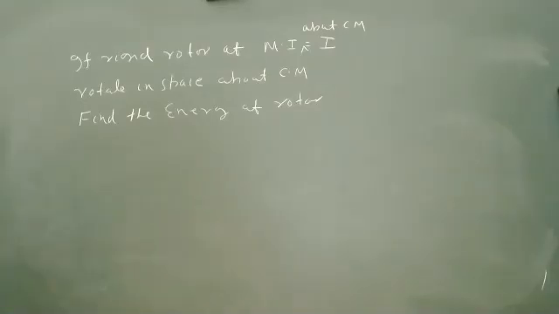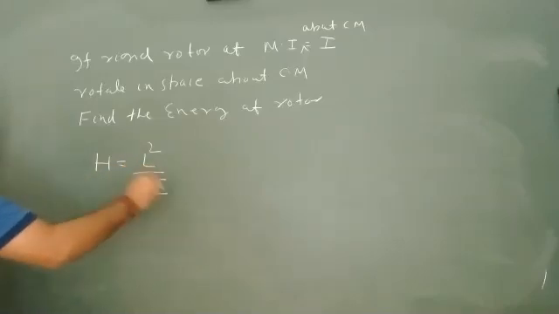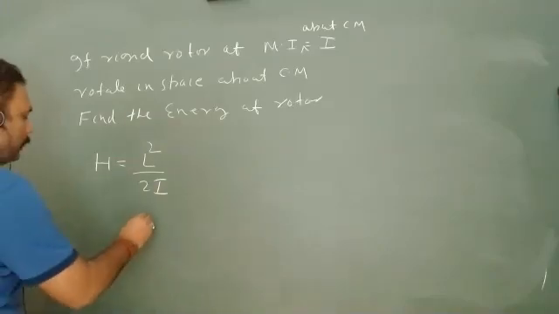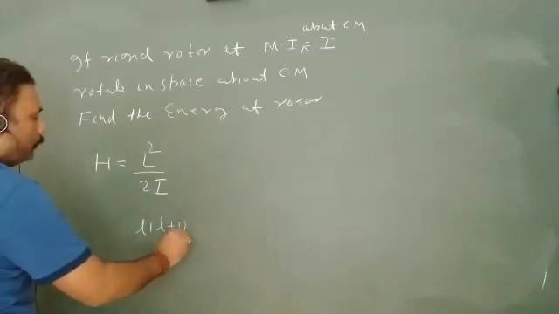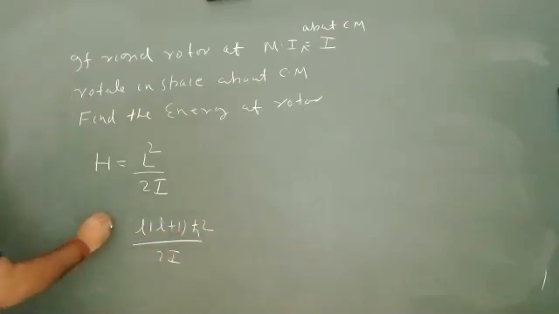One liner: what will be the Hamiltonian? Simply L square by 2I, where I is the moment of inertia about the center of mass. What is the eigenvalue of L square? You get L(L+1) h cut square by 2I. So this is the energy of the rigid rotor.